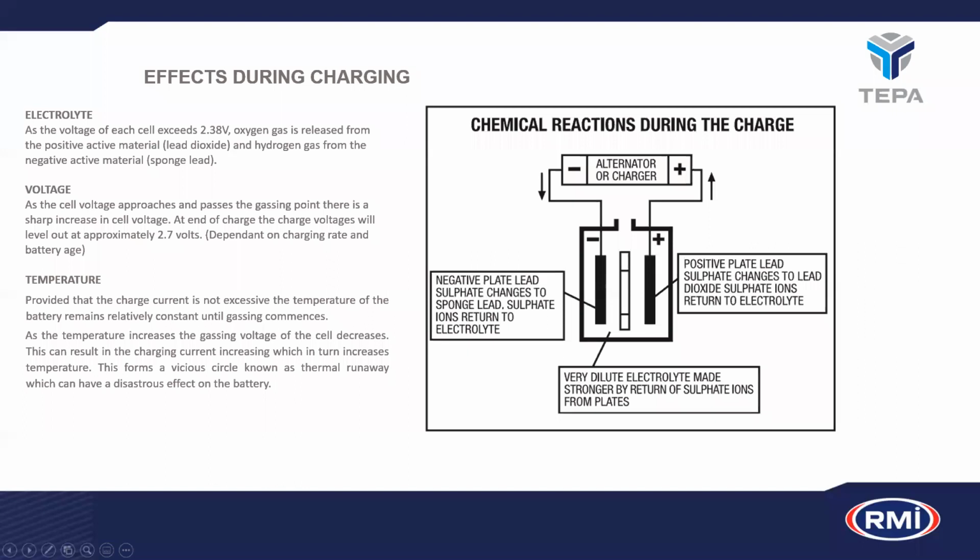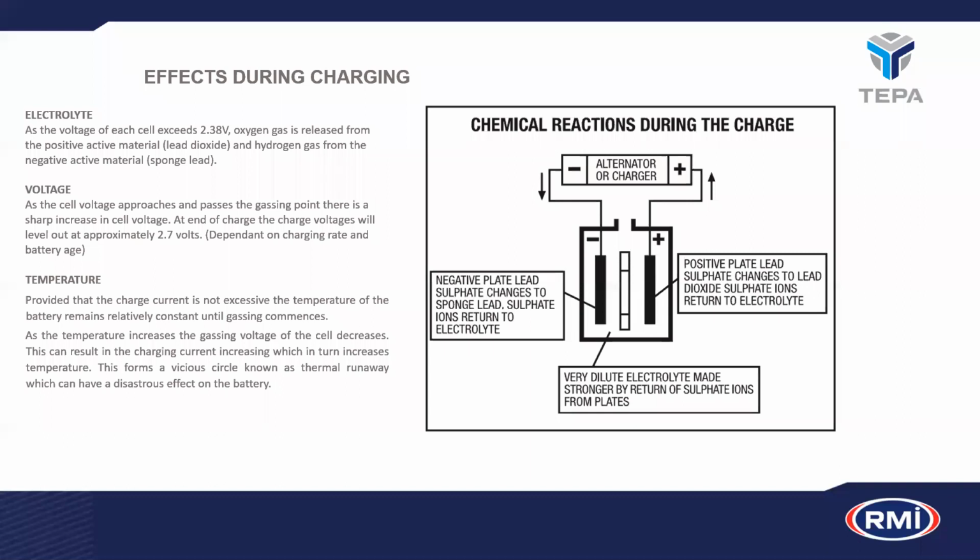So the effects during charging, obviously the electrolyte is being energized, recharged. The voltage of the cell, as you pass current backwards into the battery, from the negative back into the positive, you create a reaction called hydrogen gassing, and this occurs once you reach 2.38 volts within the battery cell. Up until then, the battery stays stable.